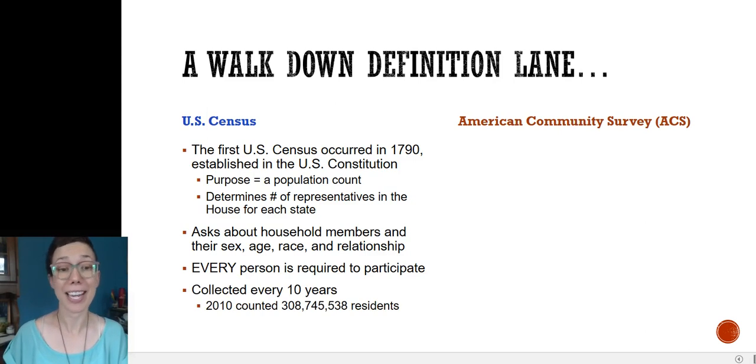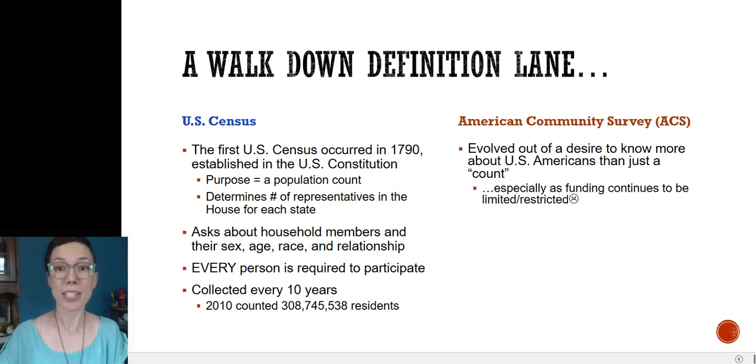It's something that's collected every 10 years. So in 2020, we have another census happening for this particular decade. Next is the American Community Survey, which is a survey that is used for business decisions, local decisions. It is a survey that is used for some of these bigger political decisions, not quite like the census though.